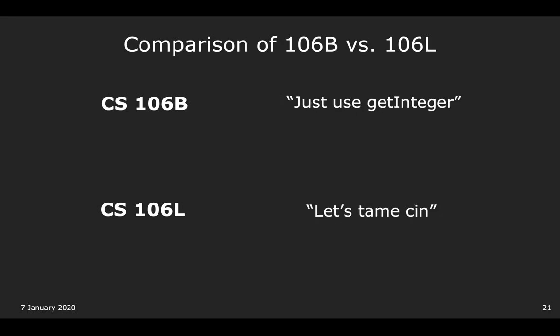Yeah, so in CS106B, if you go to any section leader and you ask them, how do I use cin? They'll tell you, please don't use cin, just use getInteger. Okay? But in CS106L, we will actually learn how to tame cin. Yeah, quick tip for assignments in 106B: do not use cin. If you use cin, you will likely get a bug that will take quite a few attempts to debug. Yeah, based on experience.